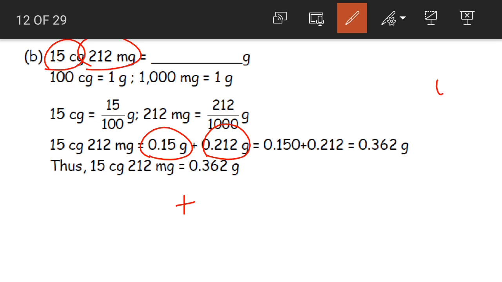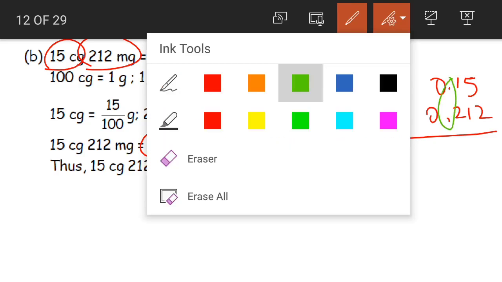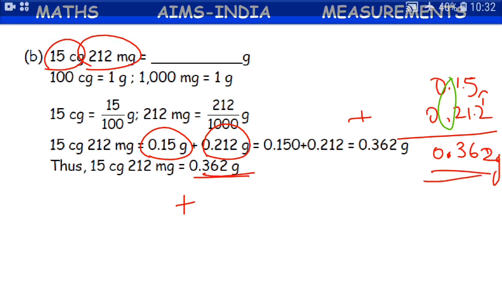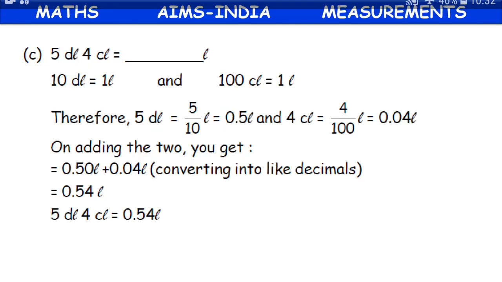Now lastly, we need to add these two together. 0.15 plus 0.212. While adding decimal numbers, make sure that both the decimal points of the given numbers are at the same place. Now how to add here, children? Above 2 we do not have anything. So 2 as it is, 5 plus 1 is 6, 1 plus 2 is 3, 0.0. The answer becomes 0.362 grams. Is this clear? The final answer is 0.362 grams.